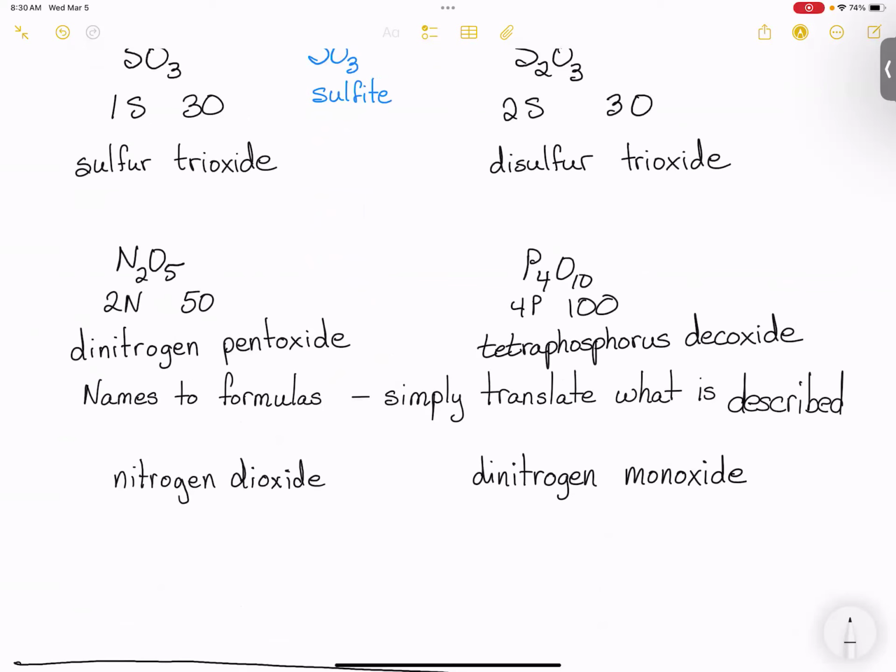So, nitrogen dioxide. Since there is no prefix, that means there's 1 nitrogen. And then the prefix 2 means dioxide, so 2 oxygens. So the formula for nitrogen dioxide is NO2.